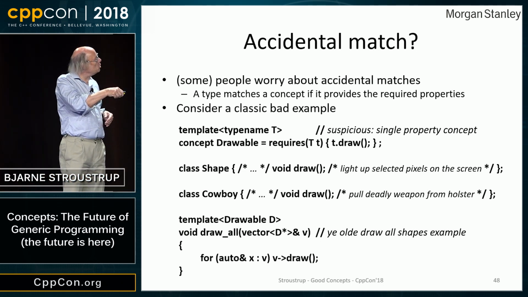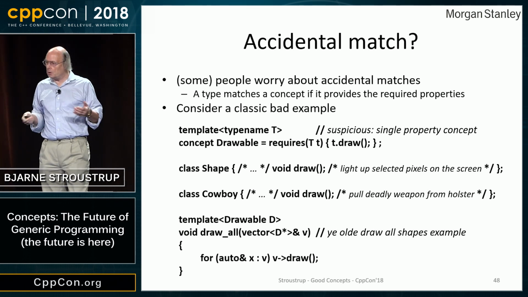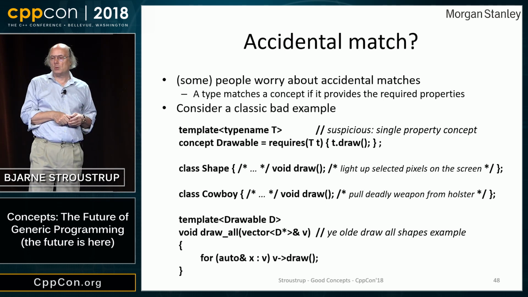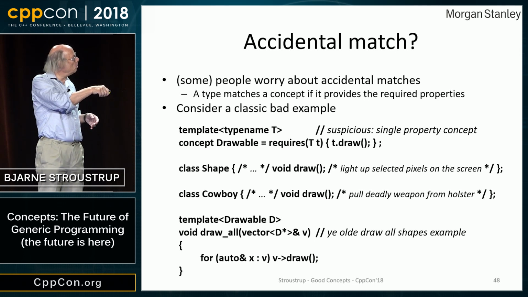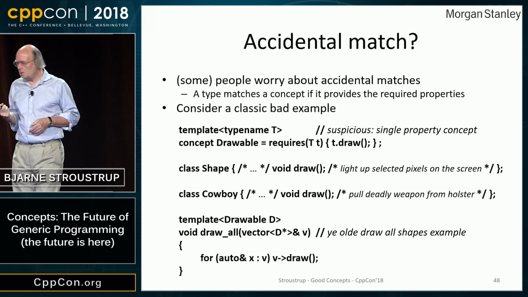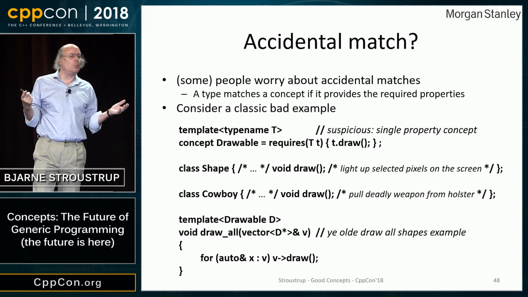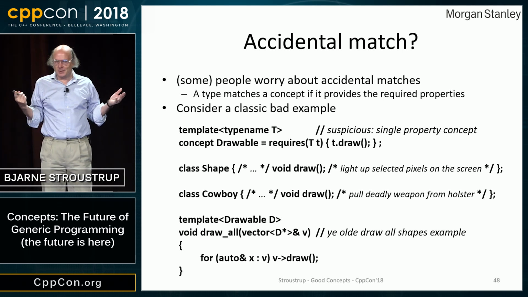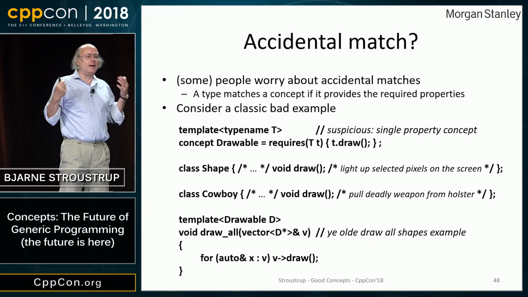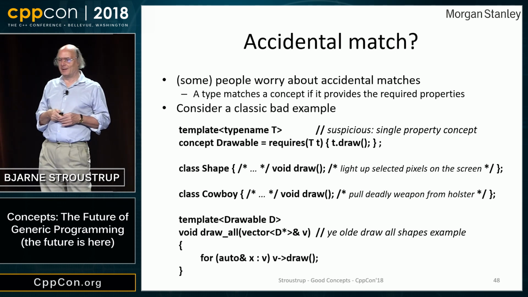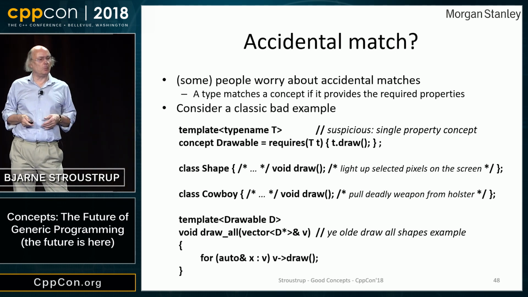Anyway, so we make a shape. It draws. We make a cowboy because in the games industry it draws. And so now we can do a draw all and it draws all. Now this is all right if draw really is the shape that draws. It's not so all right if it pulls a gun. So that's an example from the early days of object-oriented programming, just translated into modern terminology. Accidental matches can happen, but really that's a bad concept. It doesn't represent anything fundamental.